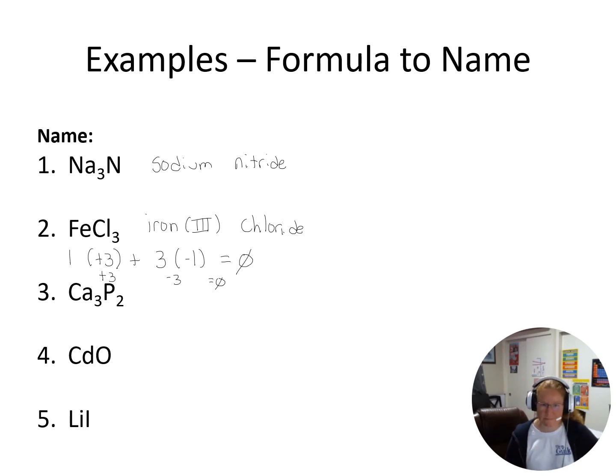Okay. All right. Calcium, main group, don't need a Roman numeral. P is phosphorus, so this is just calcium.